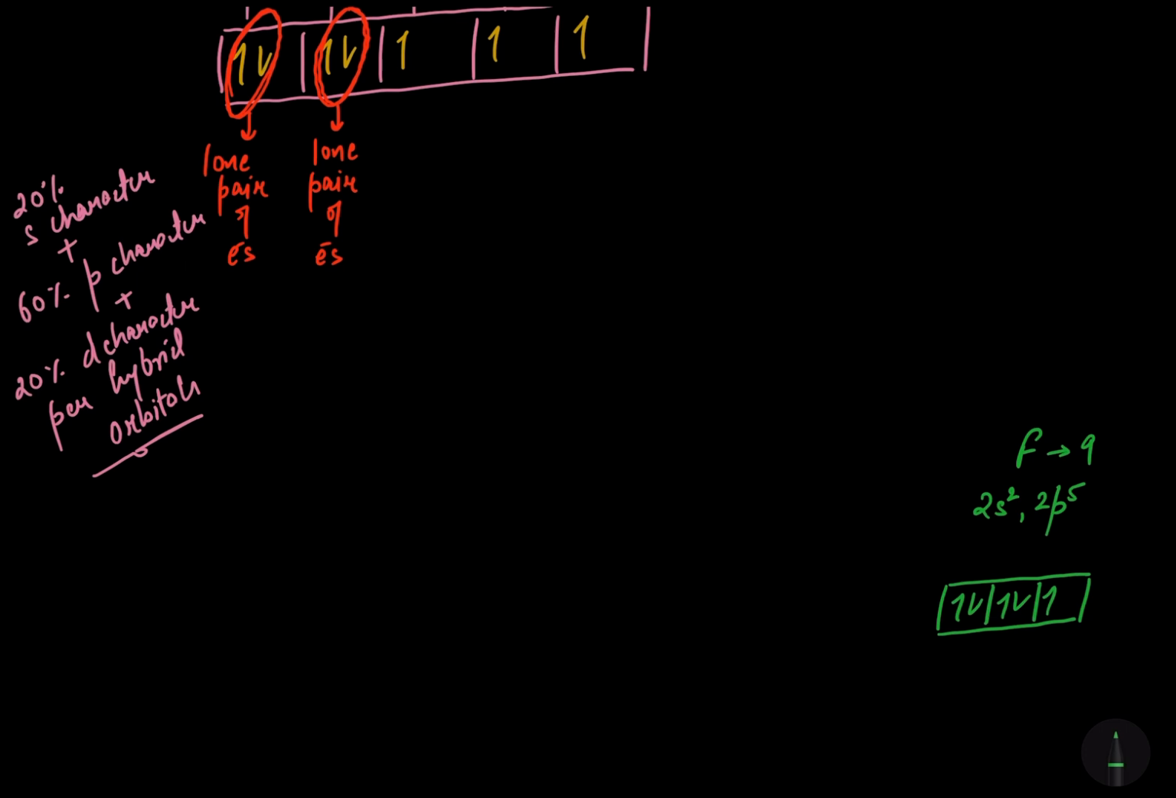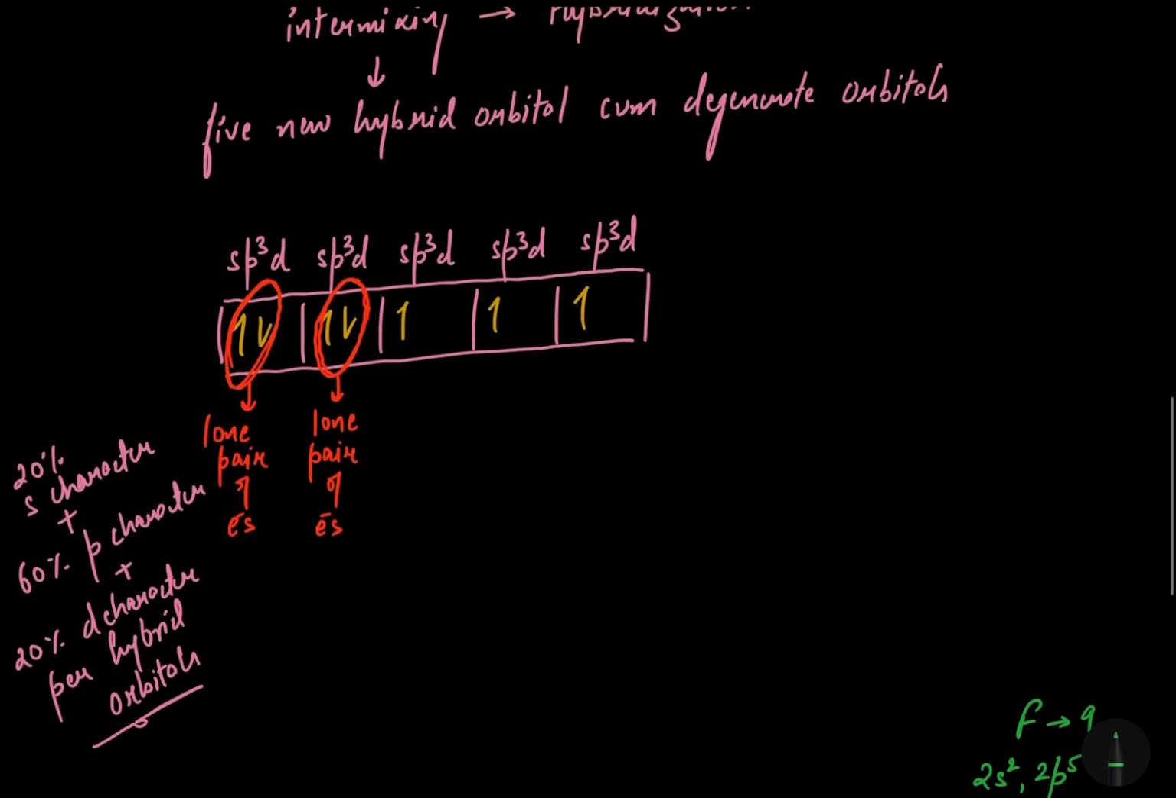So in fluorine we are left with one atomic orbital in 2p which is having one electron, and that atomic orbital is going to overlap with the hybrid orbital of bromine for the formation of sigma bond. Now let's make it.